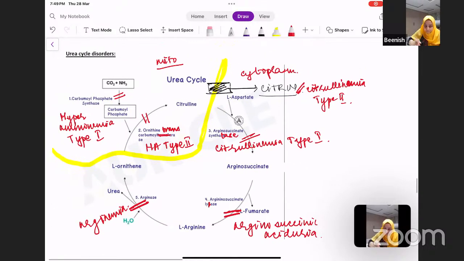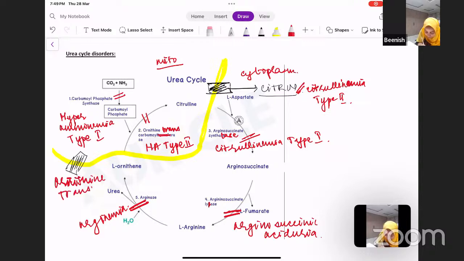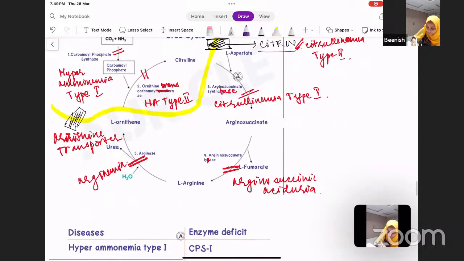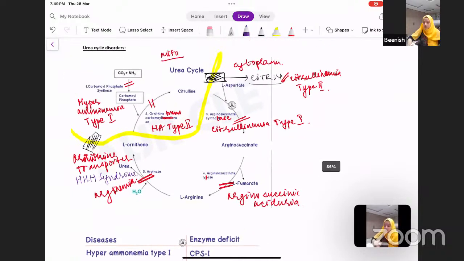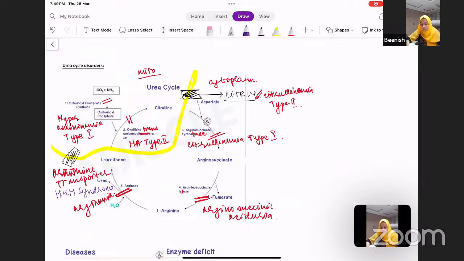Now, your ornithine is going from the cytoplasm into the mitochondria via a transporter. If this ornithine transporter is defective, then you have HHH, that is triple H syndrome. So I've shown you in the cycle itself at what levels the block is, and what will be caused.